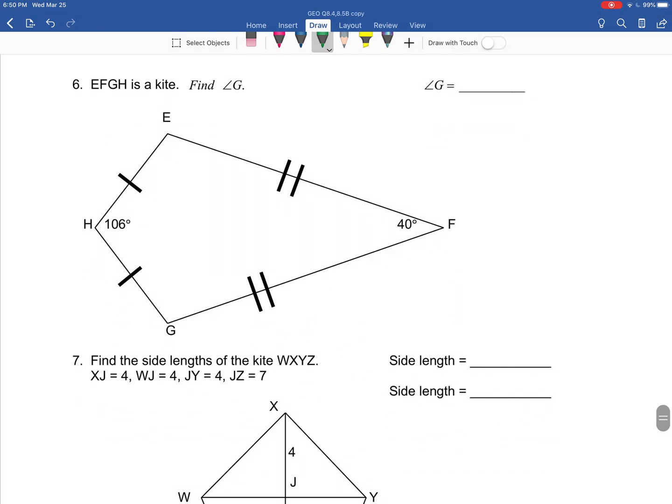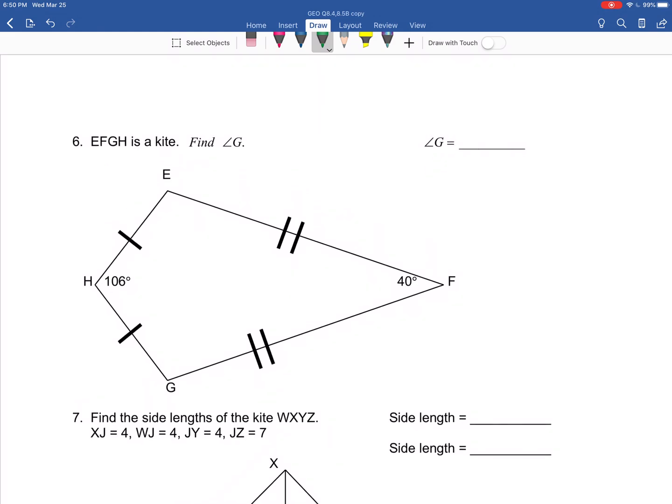Number 6. We got a kite. What do we know about a kite? Well, two consecutive sides are congruent, but the opposite sides are not. What do we know about angles? Only two opposite angles are congruent. Well, it's not H and F. That's 106 and 40. It's these two. They're congruent angles.